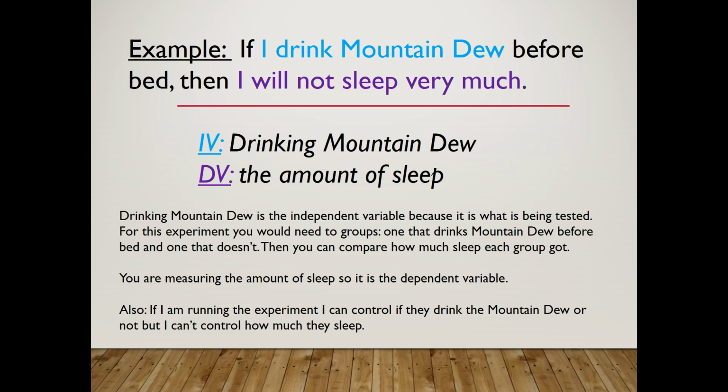Here's our first example. If I drink Mountain Dew before bed, then I will not sleep very much. In this example, our independent variable is drinking Mountain Dew. Why? Because I can control whether or not I drink Mountain Dew. I can control how much Mountain Dew I drink. That is the thing that we are controlling in this experiment. The dependent variable is the amount of sleep you get. If I don't drink Mountain Dew, I'll probably go to sleep better, have a very good night of sleep. If I do drink Mountain Dew, then I'm not going to get that much sleep because soda is going to probably run up my heart rate and make me very hyper. So that's an example.